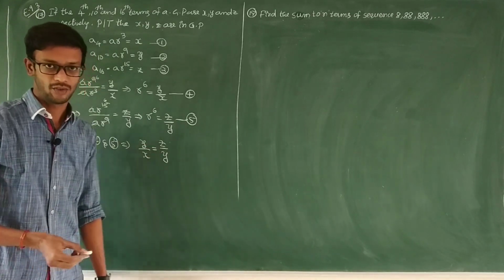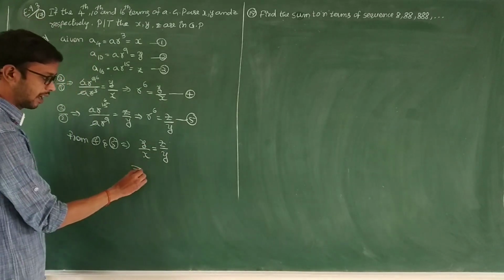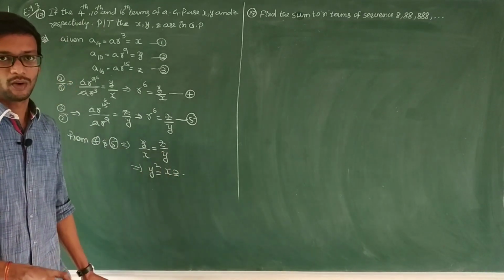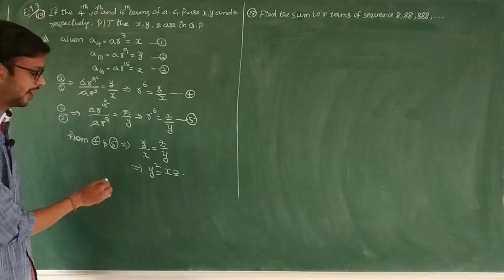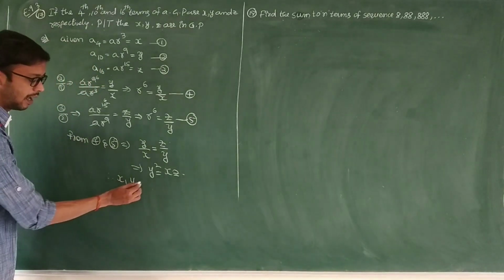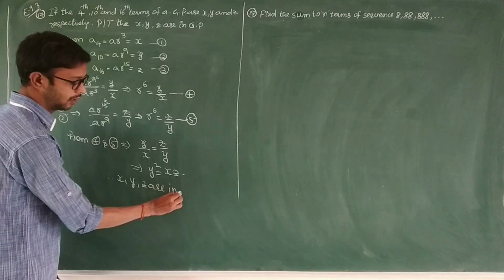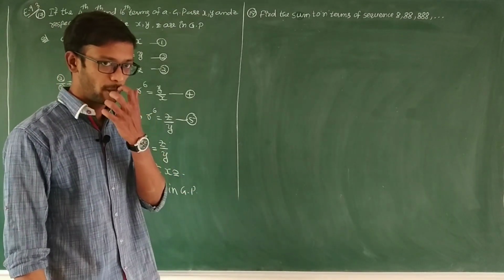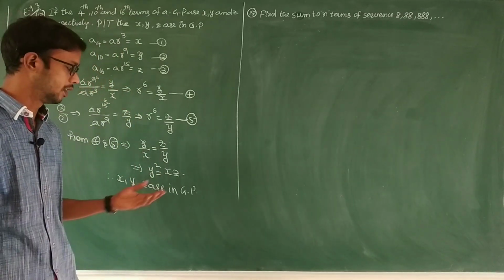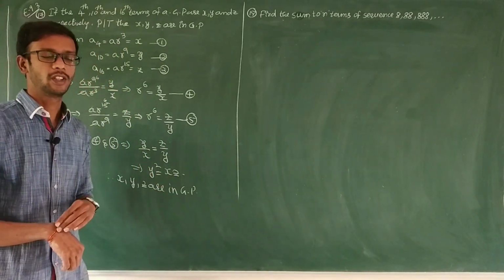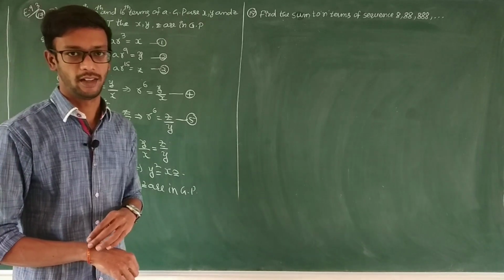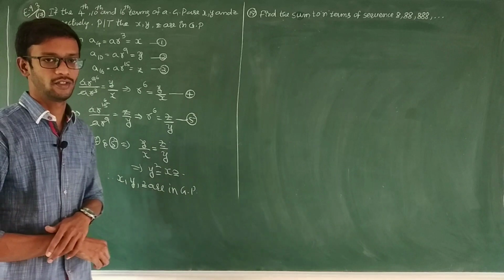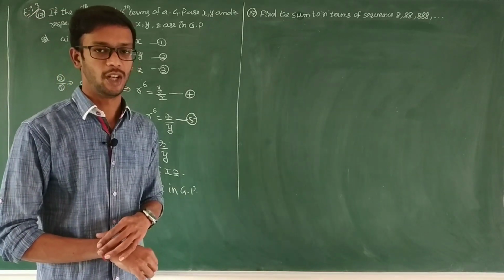So here, getting the common ratio, otherwise you can also simplify. y square is equal to xz. This condition satisfied means x, y, z are in geometric progression: the middle term square is equal to the product of the first and last term. One problem we also discussed, b square is equal to ac. That condition is satisfied, so that's why x, y, z are in GP.